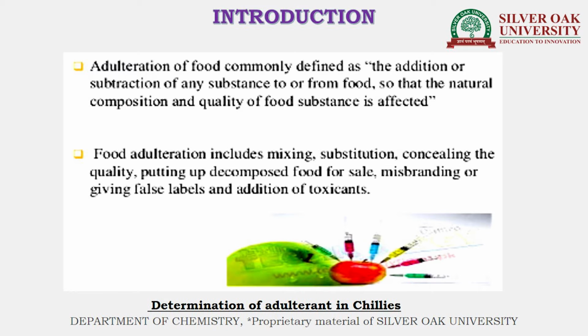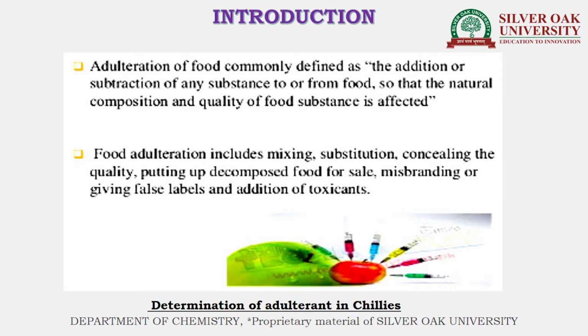Hello students, today we are going to study the practical on adulteration of food. First thing, what is adulteration? Adulteration means addition or subtraction of any substance to the food so that the natural composition and quality of food is affected. That means when we add something or remove something from the original food, its quality or composition will be affected or damaged.